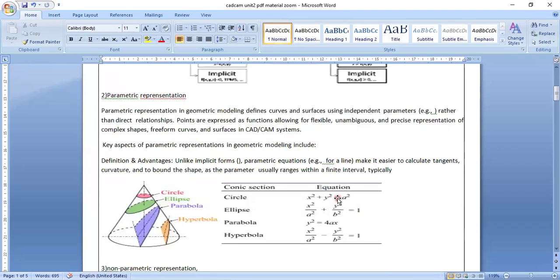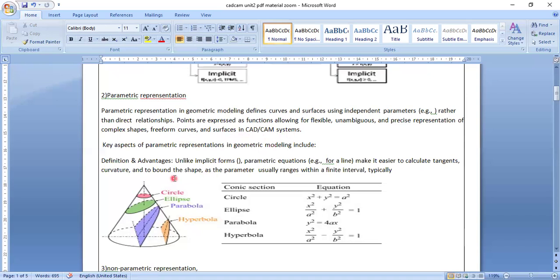I'm going to take the next, second question of your second unit, geometric modeling: explain about the parametric representation. So what is a parametric representation in geometric modeling? It defines curves and surfaces using independent parameters, and they have direct relationships also. Points are expressed as functions, allowing for flexibility. It gives an unambiguous and precise representation of complex shapes, free-form curves and surfaces in CAD/CAM software.